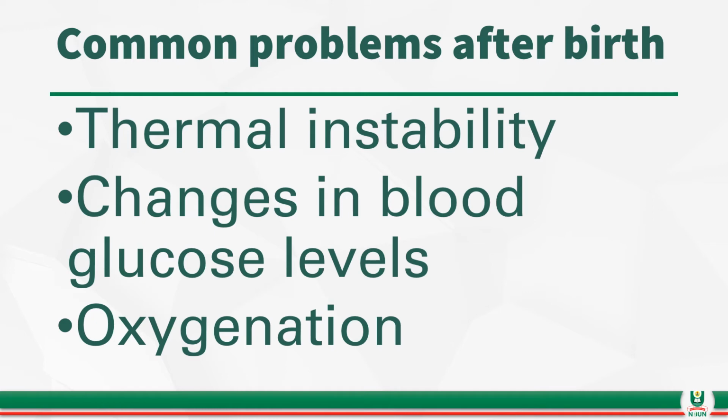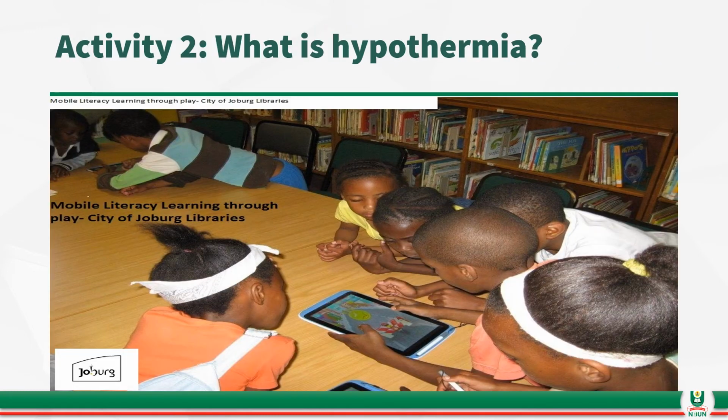So this brings us to the common problems after birth. What are the common problems of babies after birth? There are 3 major common issues with babies after birth. We have thermal instability, we have changes in blood glucose levels, and oxygenation. That's problems with oxygenation of the body after birth. We will look at each of them in turn. So, thermal instability. From there, what is actually hypothermia? Hypothermia. What is hypothermia?